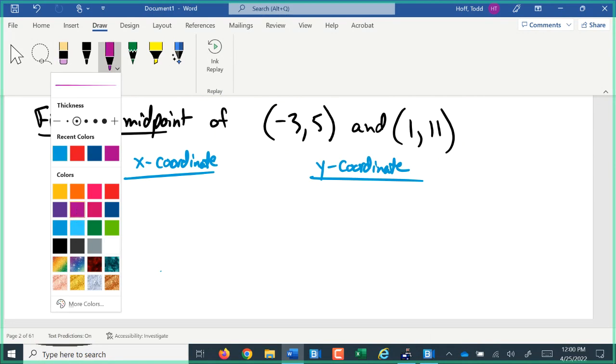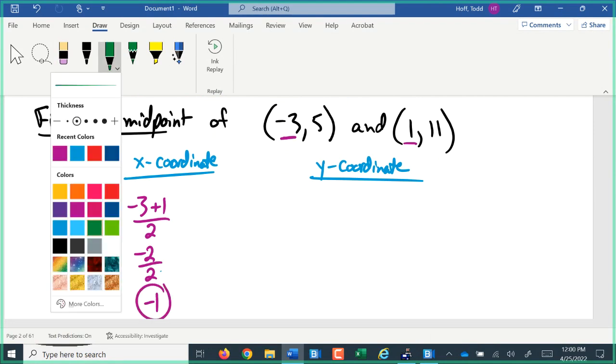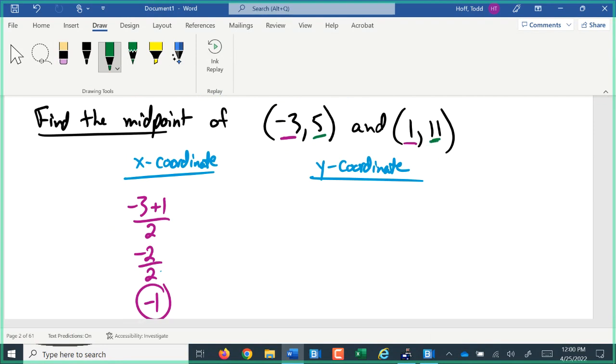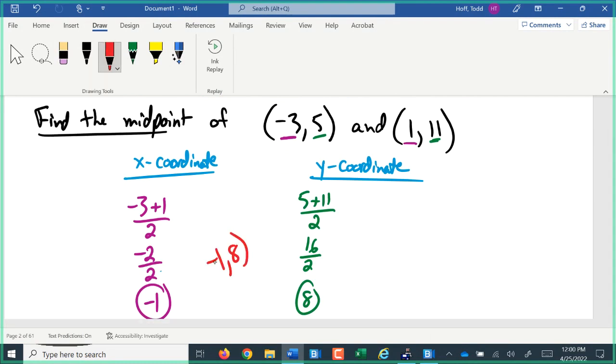So for the x coordinate, we'll average the x coordinates. We have -3 and 1. So -3 plus 1 over 2. -3 plus 1 is a -2. -2 divided by 2 is a -1, giving us our x coordinate. For the y coordinate, we average the y coordinates. So we have 5 and 11. So it's 5 plus 11 over 2. 5 plus 11 is 16. 16 over 2 is 8, giving us a midpoint of -1, 8.